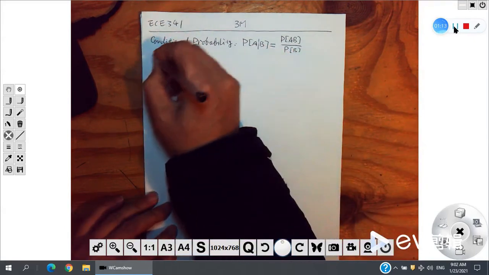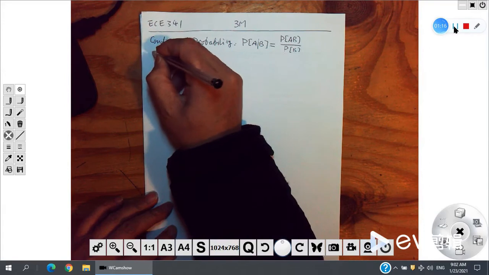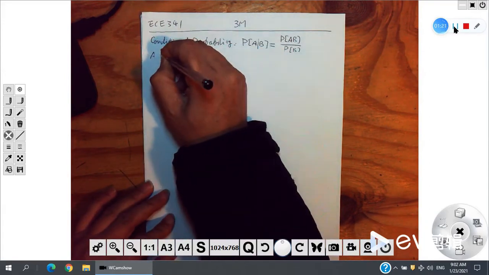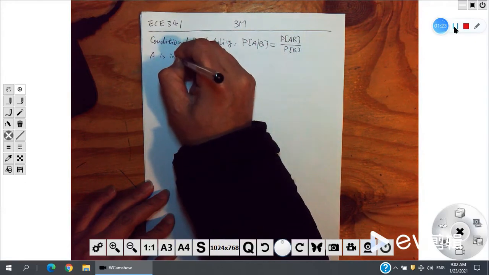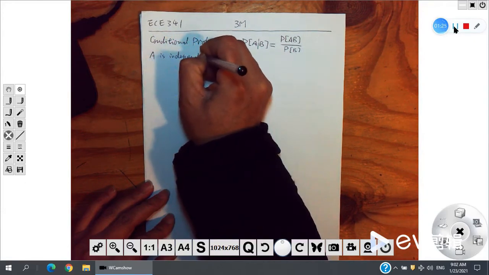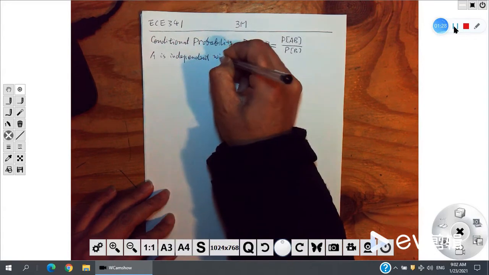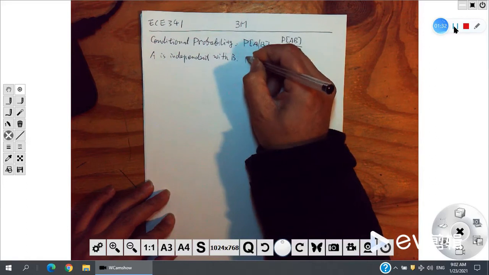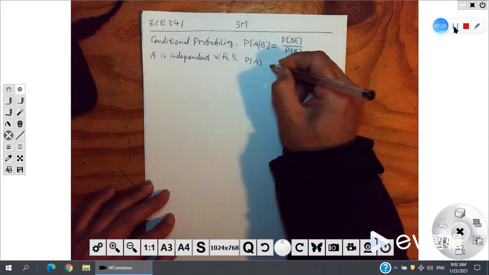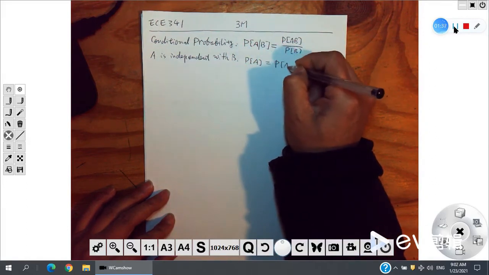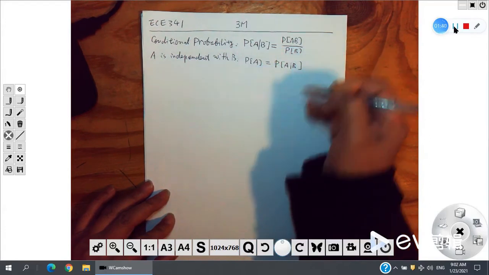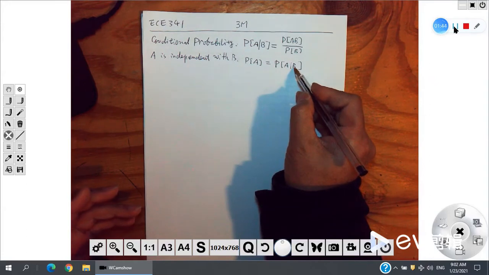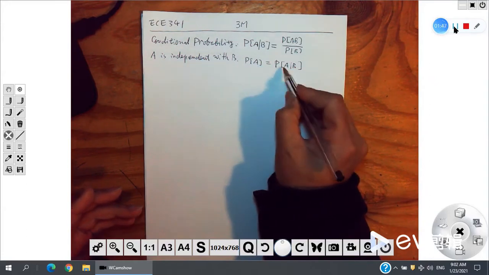Okay. And independent. Now we need two events. We say A is independent with B. What is the meaning? That means the probability of A and the probability of A under condition B are the same. So whether or not we have B as a condition, the probability of A is the same.